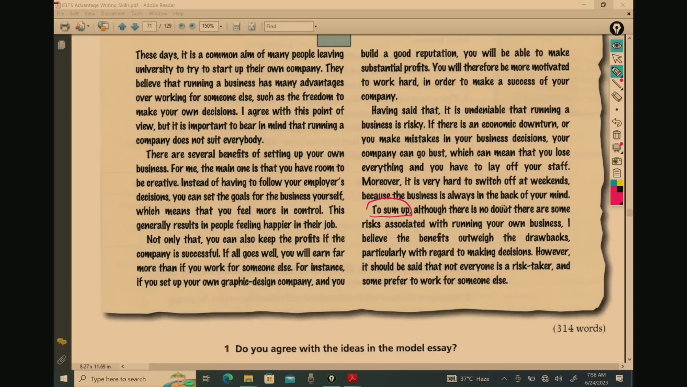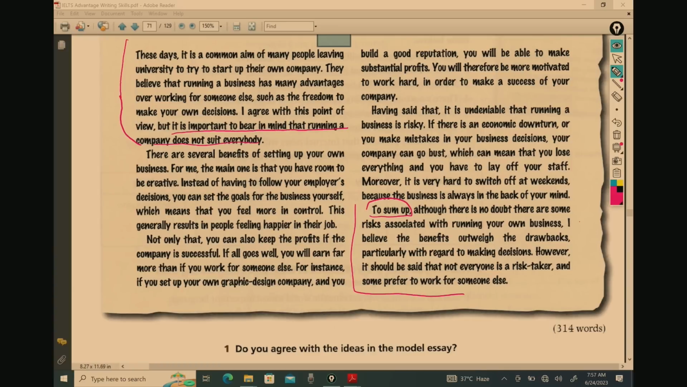To sum up, although there is no doubt that there are some risks associated with running your own business. Now he has to level all the things, he has to balance everything. I believe the benefits outweigh the drawbacks, okay? And you will see one thing, whatever he has mentioned here, he has mentioned here in introduction as well, right? So to sum up, although there is no doubt there are some risks associated with running a business, as he said here, it is important to bear in mind that running a company does not suit everybody. This is here, right? So running your own business, I believe the benefits, now this is very important.